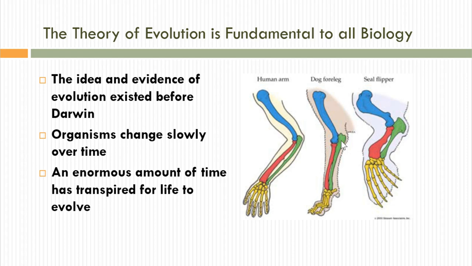But essentially what we know happens is that organisms, for the most part, change slowly over time. This is called gradualism, right? Occasionally you'll have some really abrupt change. That is called punctuated equilibrium, right? This abrupt change. And as we're going to look at when we look at the rare earth theory, an enormous amount of time has to pass in order for complex life to evolve, okay?